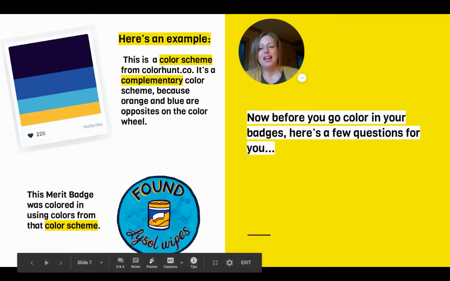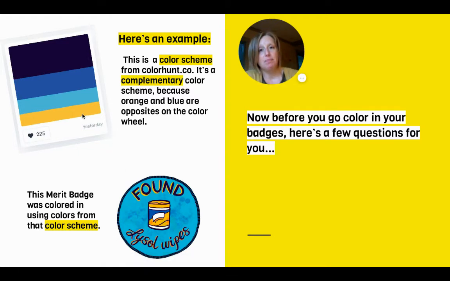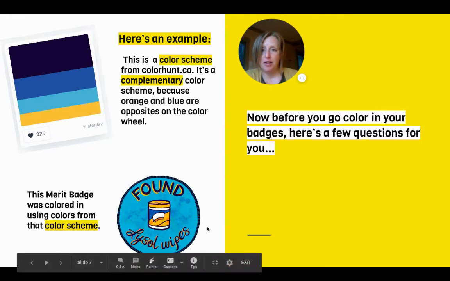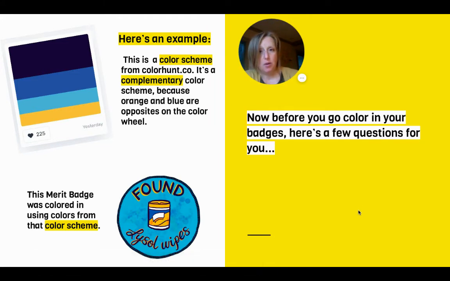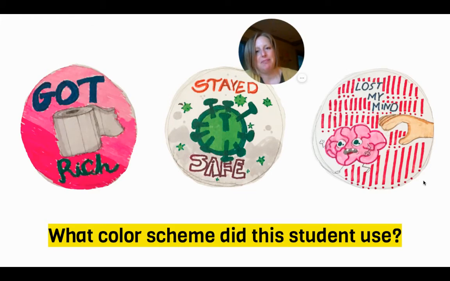And here is an example of a merit badge that was colored in using this color scheme. All right, so they used all these different colors, and this is how they colored it in. Now, before you go color in your badges, here's a few questions for you. This is kind of like your quiz. What color scheme did this student use? I want you to pause this video. I want you to write down which one you think it is.